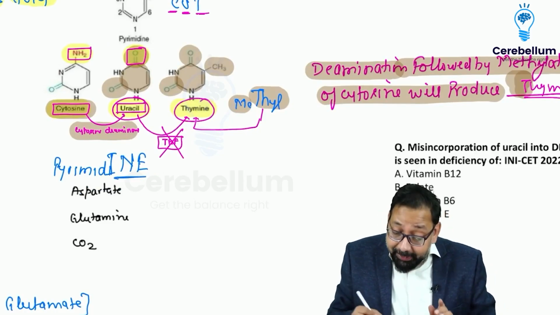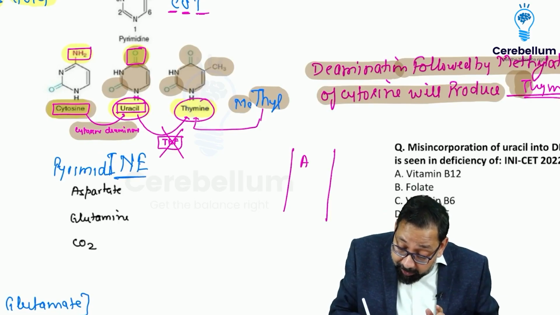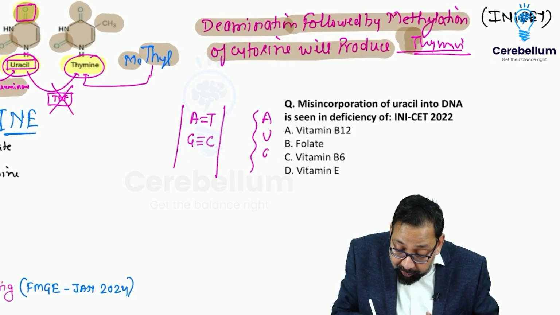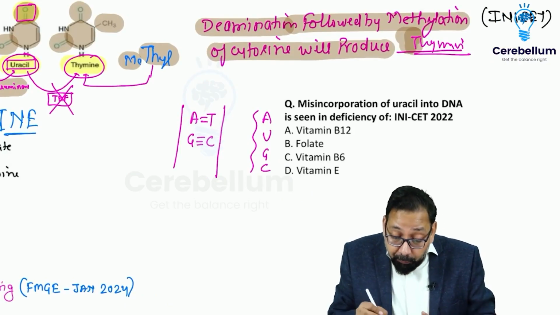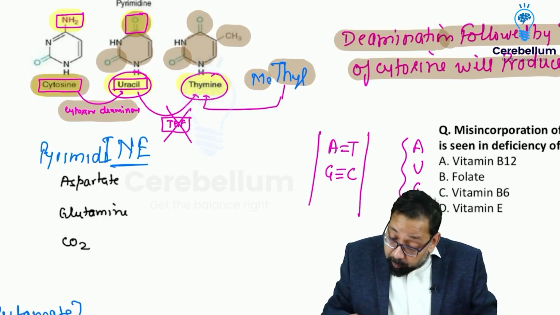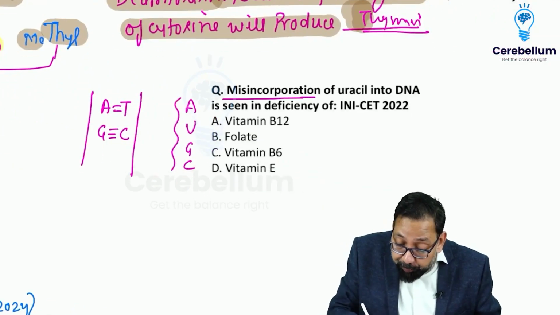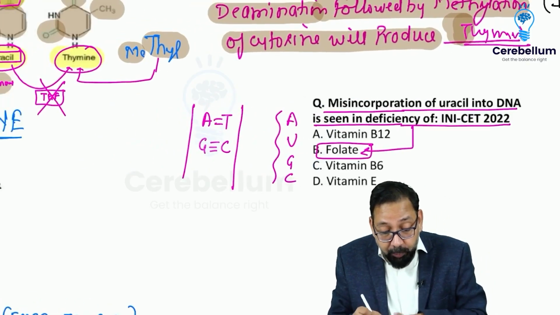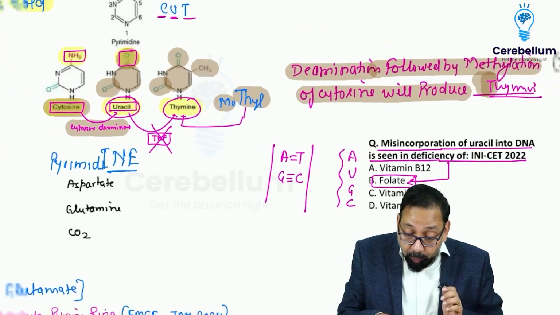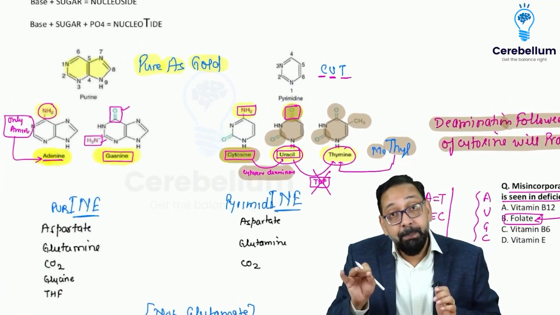We know that DNA has a double-stranded structure: A, T with 2 hydrogen bonds, G, C with 3 hydrogen bonds, and in RNA there is A, U, G, C. So if folic acid is not there, then uracil will not be converted to thymine. So misincorporation of uracil into DNA is seen in deficiency of folic acid. If folic acid is deficient, uracil will not be converted to thymine, and in place of thymine, DNA may have uracil. So these are the purine bases and pyrimidine bases.